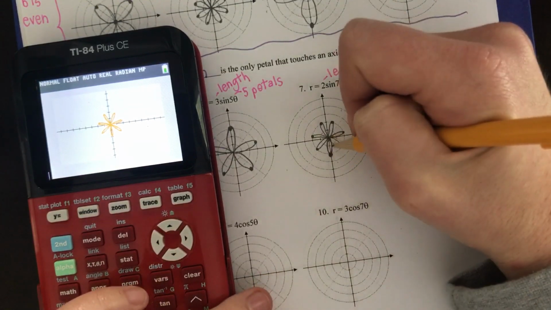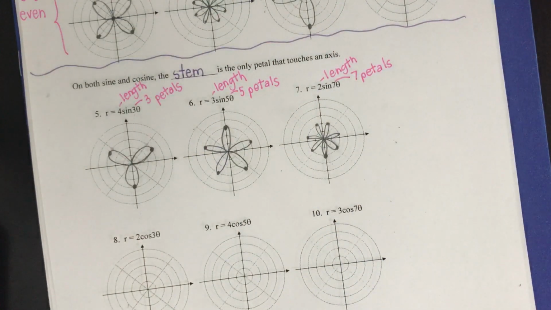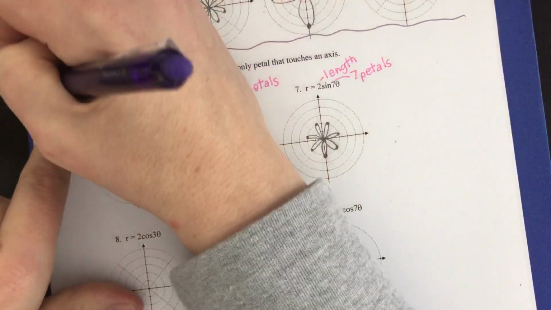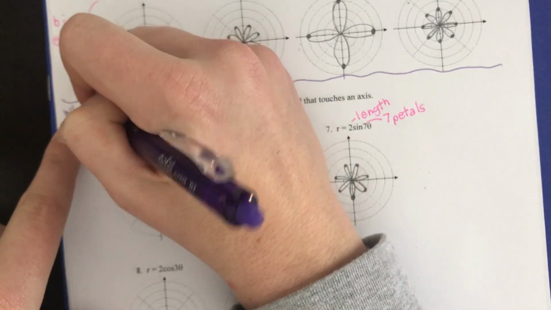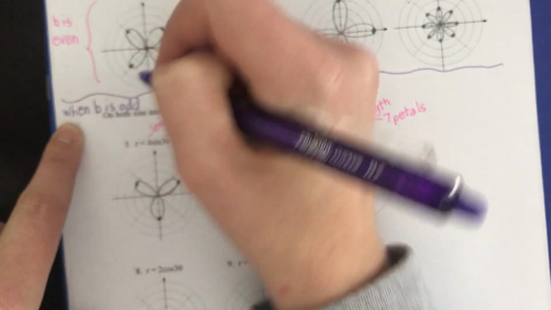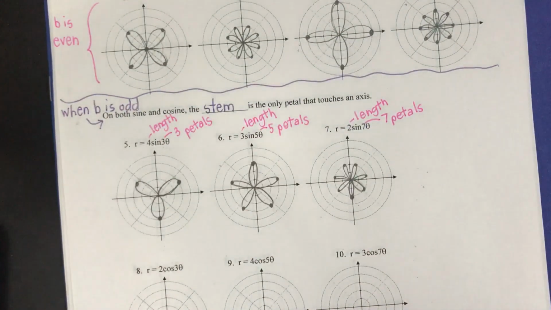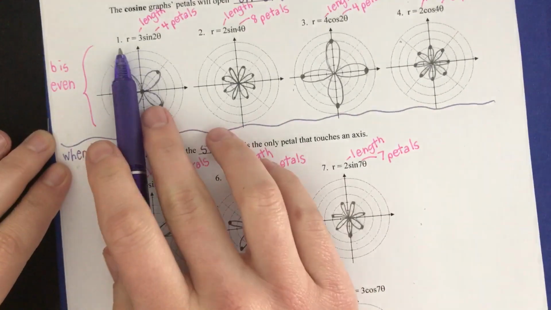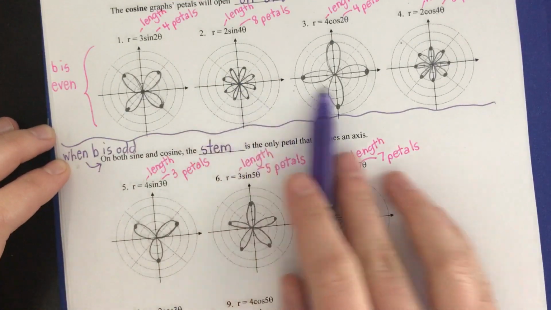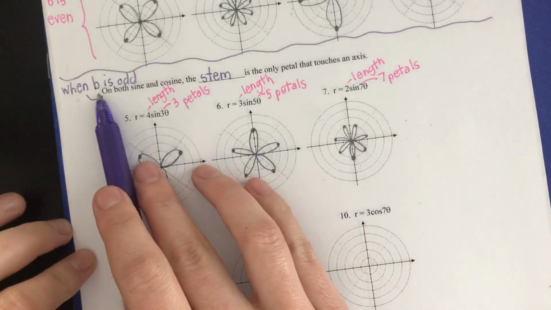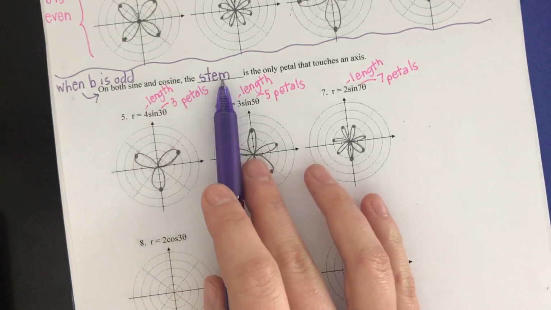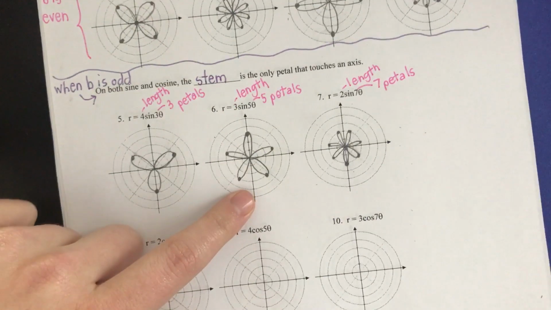Okay, so now, first we're going to say right here, when B is odd, on both the sine and cosine graph, the stem is the only petal that touches an axis. Now that's only when it's odd. You notice whenever B was even, for example on this one, we had multiple petals, all 4 petals that were on an axis. But when B is odd, we only have one, called the stem, one petal that lies on an axis.